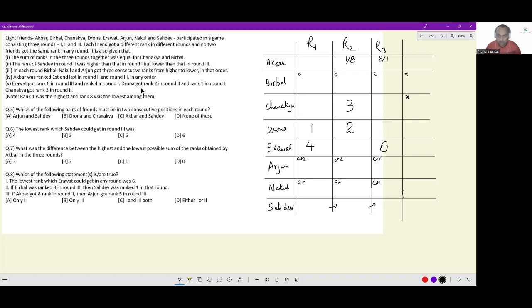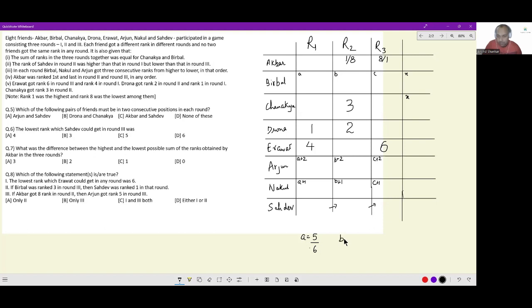So right now, based on the numbers that we have available, I'm simply listing out what all possible values A can take. We need 3 consecutive ranks in round 1 to be allocated to Birbal, Nakul, and Arjun. Can it be 1, 2, 3? No, Drona has 1. Can it be 2, 3, 4? No, Irawat has 4. Similarly, 3, 4, 5 is not possible. 4, 5, 6 is not possible. But what is possible is 5, 6, 7 and 6, 7, 8. So A being equal to 5 or 6, these are the 2 possibilities for A.